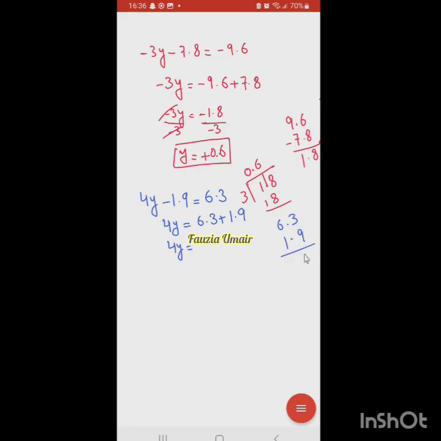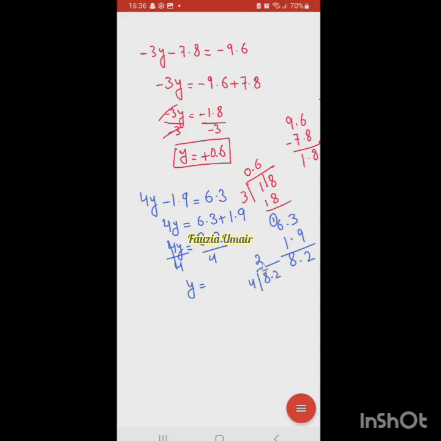9 plus 3 is 12. Decimal will stay here, and the 1 will go in the carry. So 6, 7, and 8. Then the answer is 8.2. So now we will divide both sides by 4, right? So this is cancelled. y is equal to, now we can divide 8.2 divided by 4.